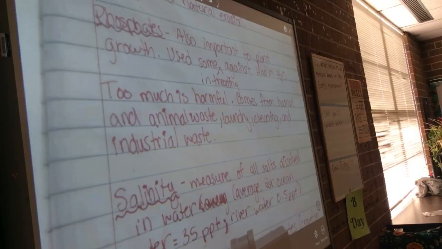As a contrast, our fresh water, like river water, has to be below 0.5 parts per thousand. So less than half a gram for every 1,000 grams of water. Otherwise, things are going to start dying. It's probably going to taste weird. It may not kill you right away, but it's not ideal for drinking.